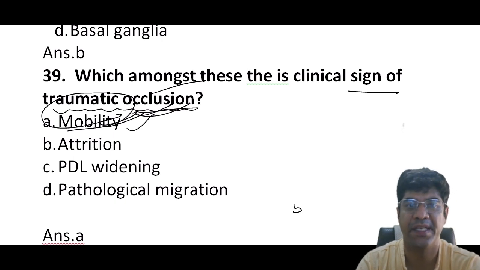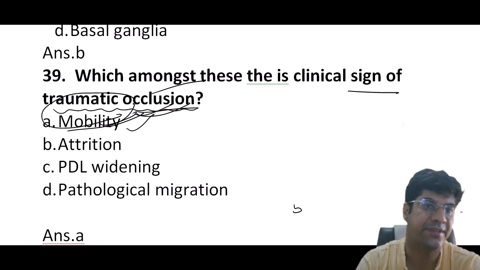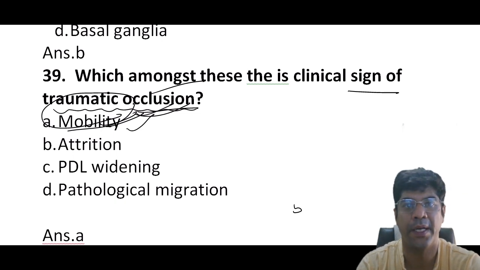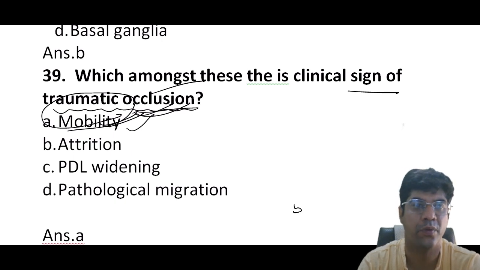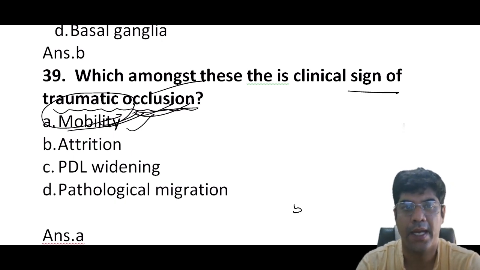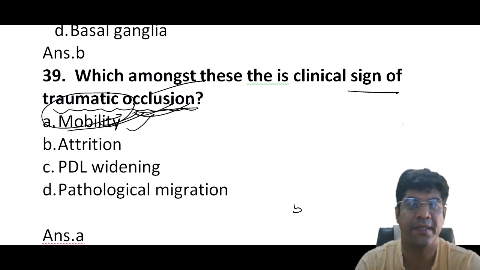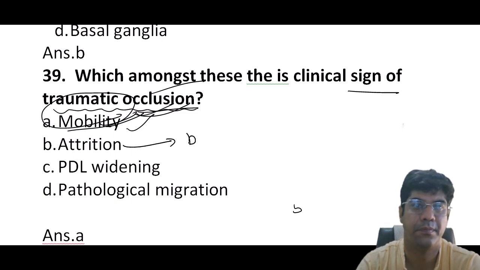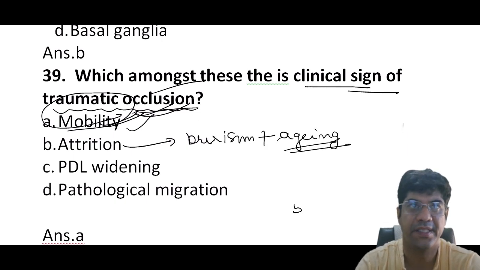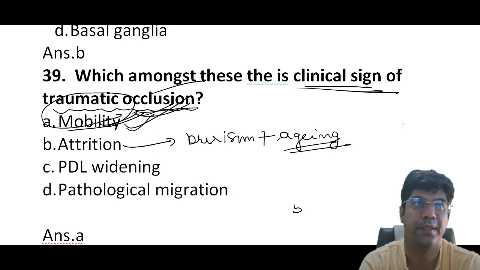Mobility is the primary clinical sign of traumatic occlusion because excessive forces can cause damage to the periodontal ligament that can cause loosening of the tooth. Attrition is due to the wearing of the tooth structure due to tooth to tooth contact, and it can result from grinding or clenching habits. While attrition can be a sign of occlusal issues, it is not exclusively indicative of traumatic occlusion and can occur due to factors like bruxism or with aging. So for clinical signs of traumatic occlusion, the best answer is mobility.